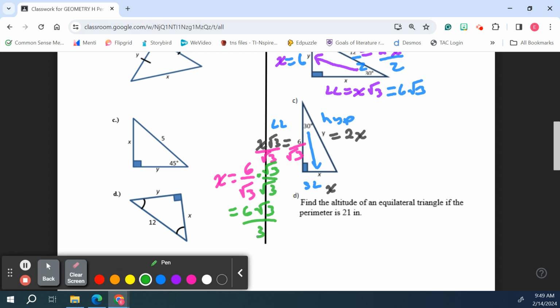3 times 3 gives me 9. Square root of 9 is 3. So what's next? Good. You would simplify it. Okay, what's it going to be in the end? It will be 2 square root of 3. Perfect. All right, so the short leg is 2 square root 3. That's a lot of work just to get that short leg, but you can't get the hypotenuse without it.